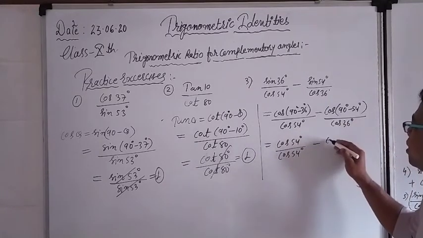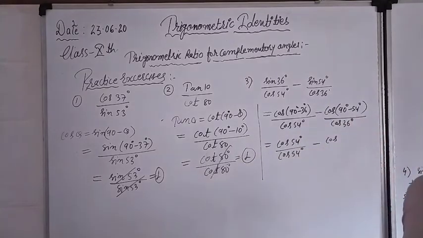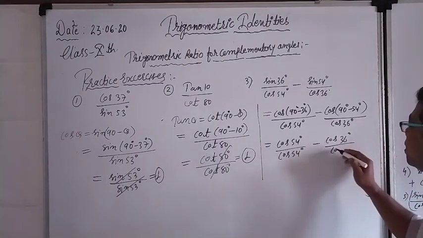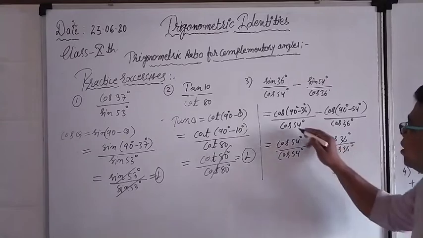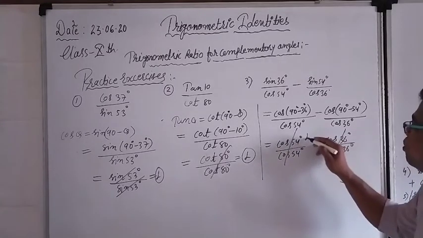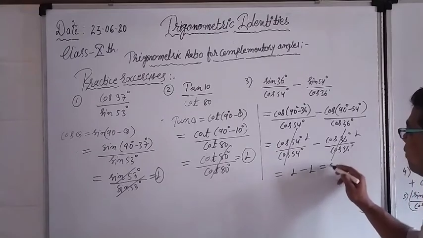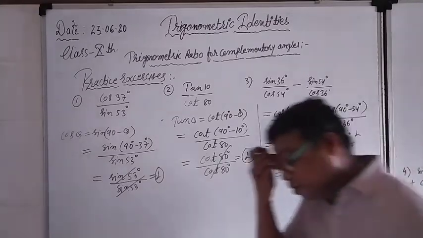After that, here you can see cos(90 minus 54). If you do that, it will come again as 36 degrees upon cos 36 degrees. From here you can understand this is going to be cancelled, and this is going to be cancelled one time, so the answer is coming 1 minus 1, and the final answer is equal to 0.